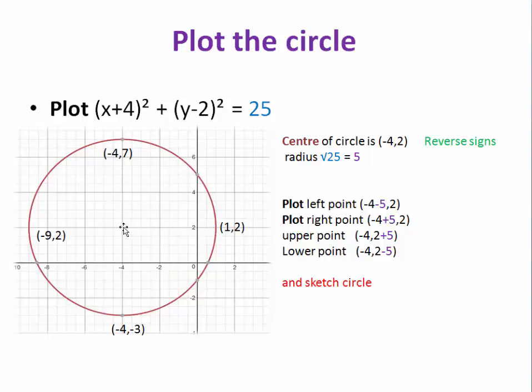Go back to the center of the circle, topmost point, minus 4 as the x, the y coordinate plus the radius, so that's 2 plus 5 is 7. Go back to the center of the circle, bottommost point, minus 4, then the y coordinate going in a minus direction, so minus the radius, so 2 minus 5, which is minus 3. So the coordinate minus 4, minus 3. Plot the points and sketch the circle.